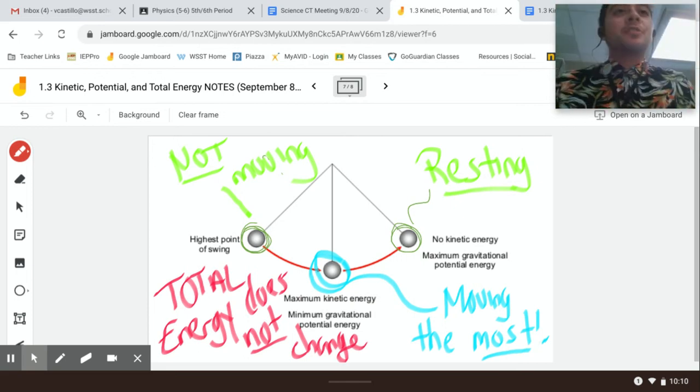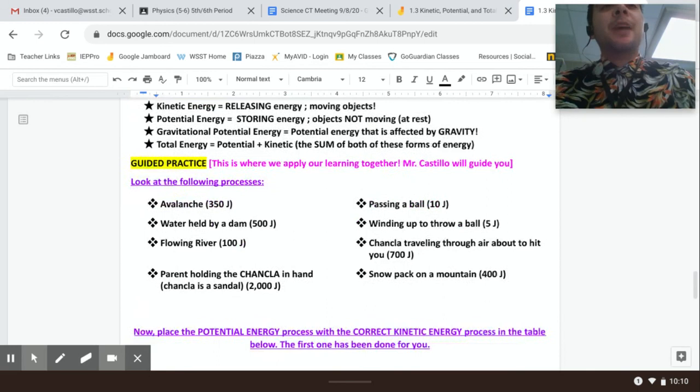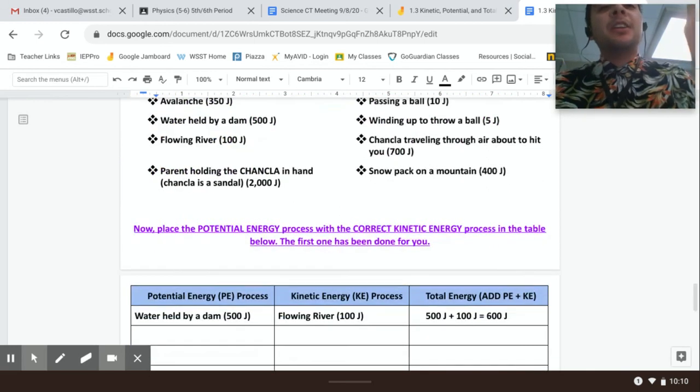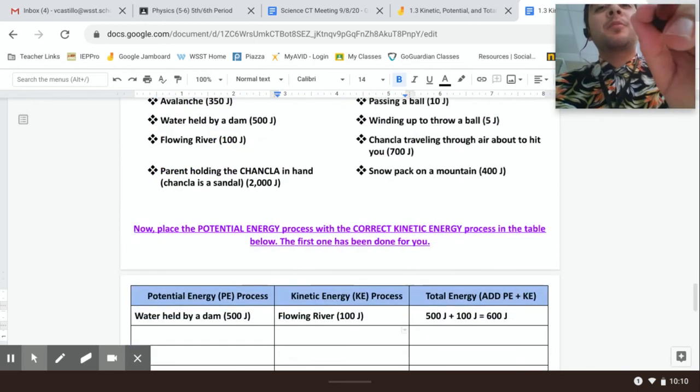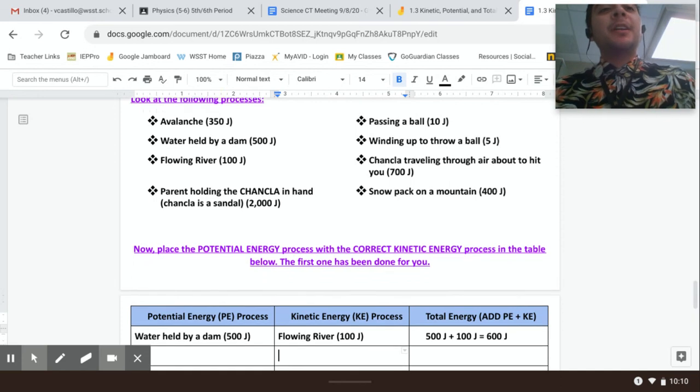Okay, and those are the instructional notes on the handout. Once we go to the guided practice, there is a table down here, and you have to fill in the table according to what the processes are. There are 4 different processes, and each one has a kinetic and potential energy process. So I made an example.